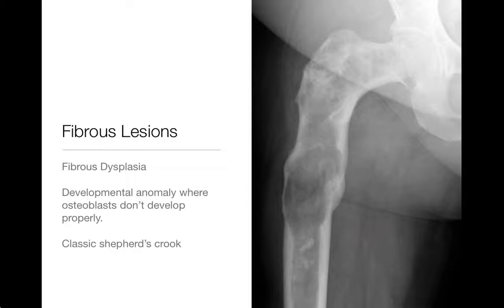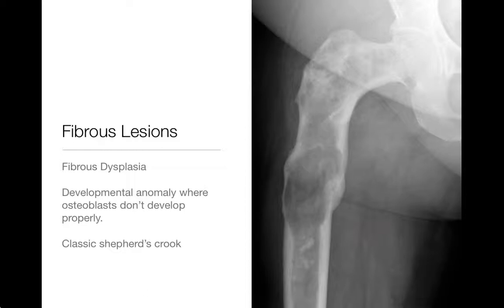Fibrous dysplasia is not really a bone tumor per se, it's more of a developmental anomaly. The osteoblasts in the bone don't quite develop properly, and you end up with this long area of abnormal bone. And this typically occurs when it's monoostotic, as a long segment lesion in a long bone. That's the classic appearance of fibrous dysplasia, though it can look like many different things, and it can occur in all kinds of bones.